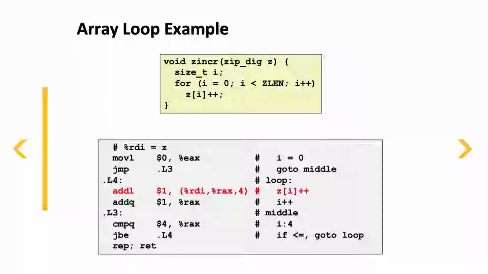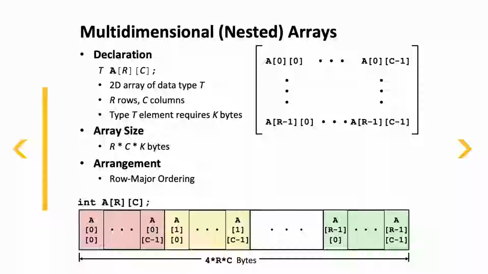So again, it looks a little complicated, but when we follow the logic through, we find out that looping through an array is another thing that's a pretty simple thing to do. So what about multi-dimensional or nested arrays? Surely that's gotta get way more complicated, right?